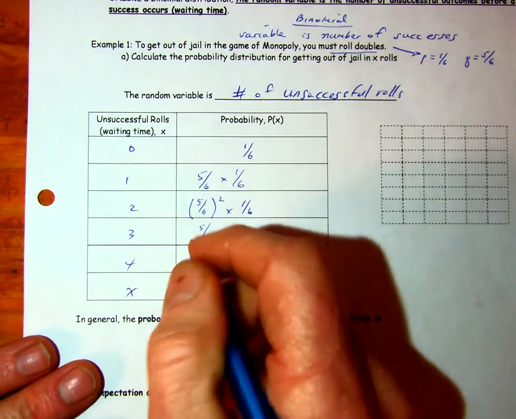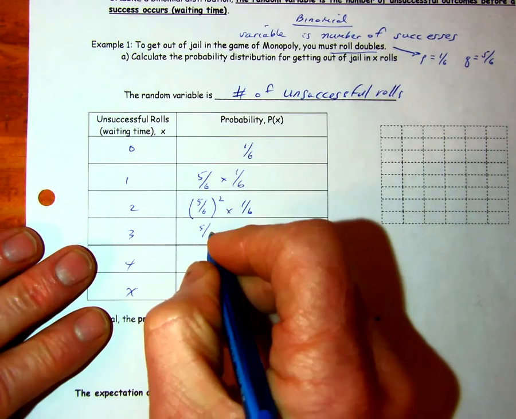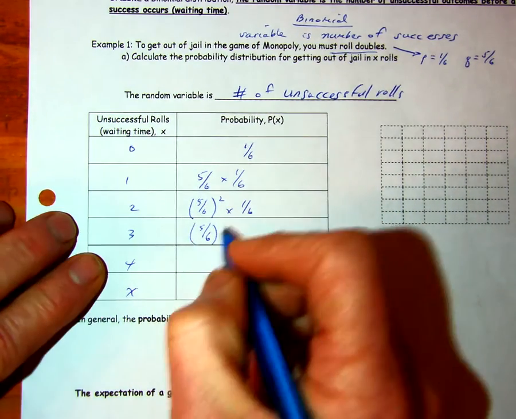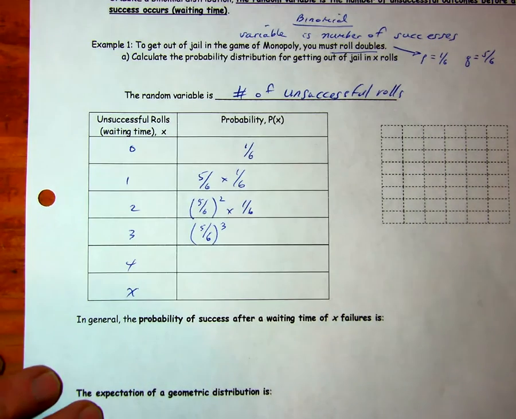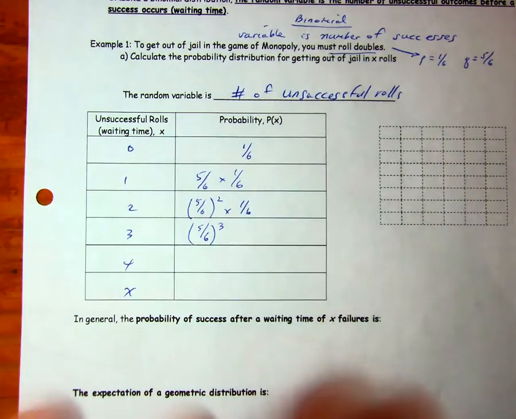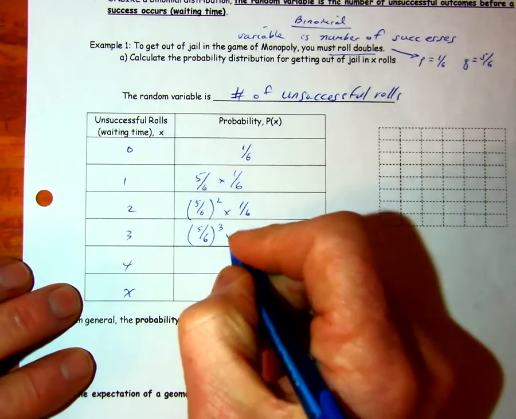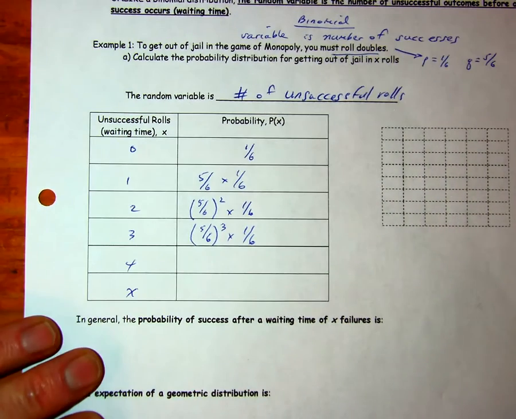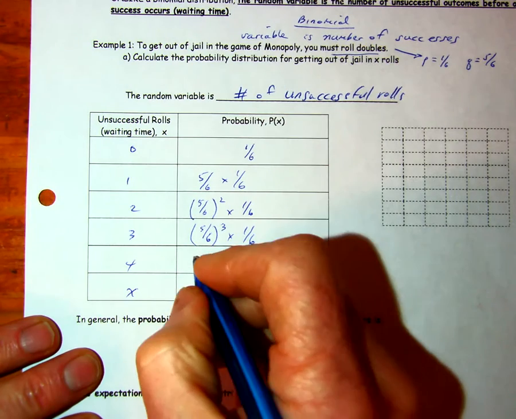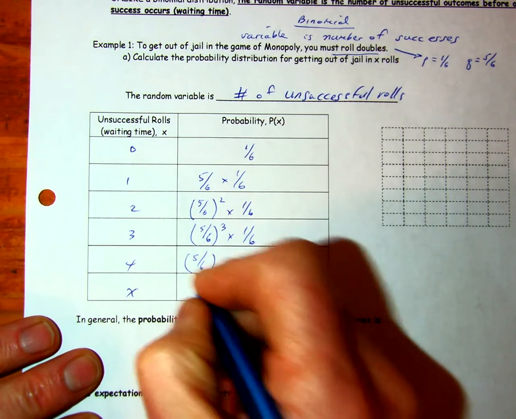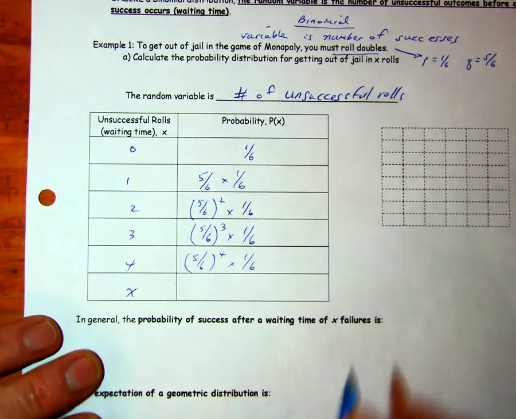Right, and each unsuccessful roll has a probability of 5/6. Now we have three of them. So it's 5/6 times 5/6 times 5/6. We haven't got our success yet. And then at the end, we get a successful roll. Right? And here it's 5/6 to the fourth, and then times 1/6.